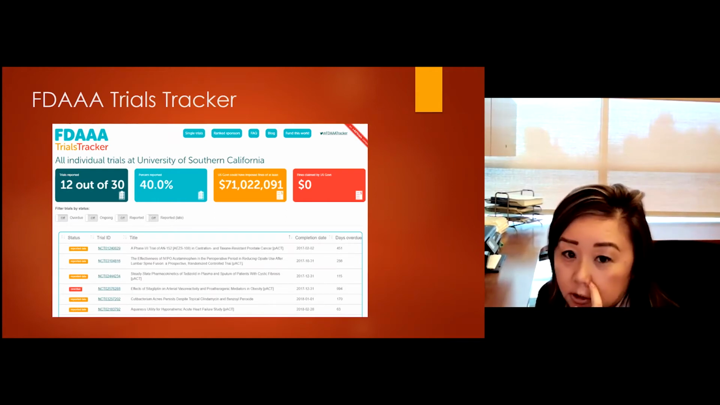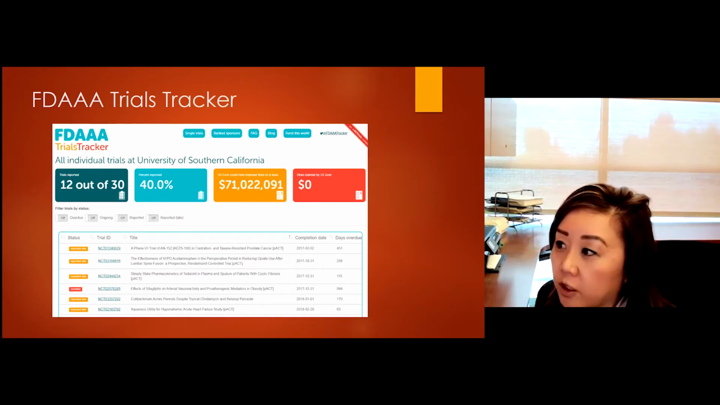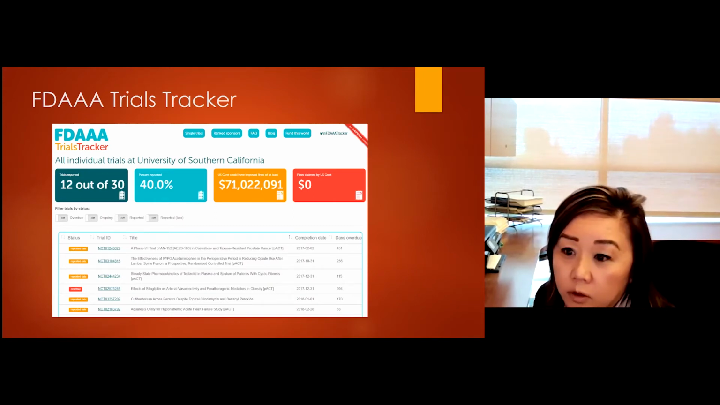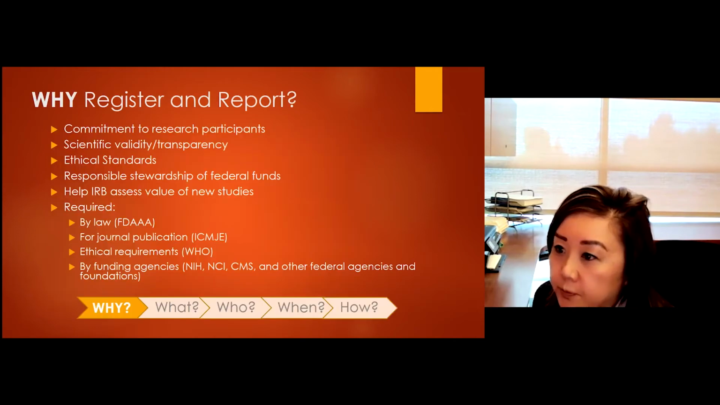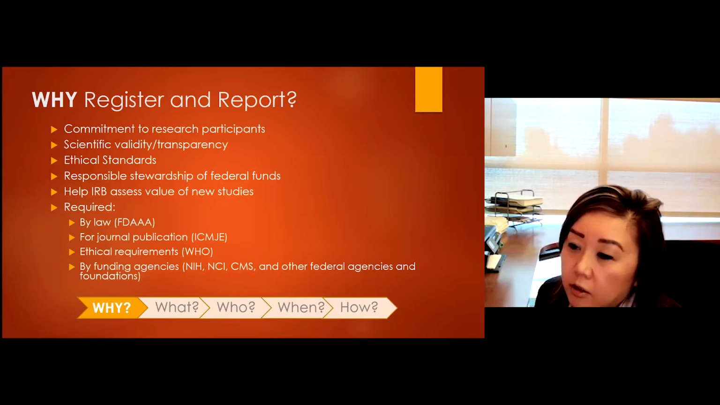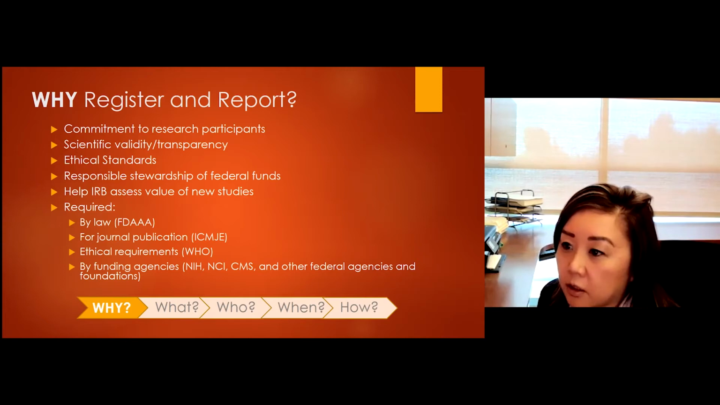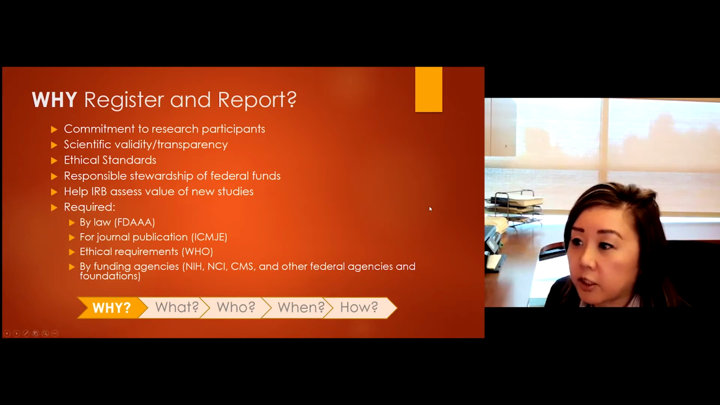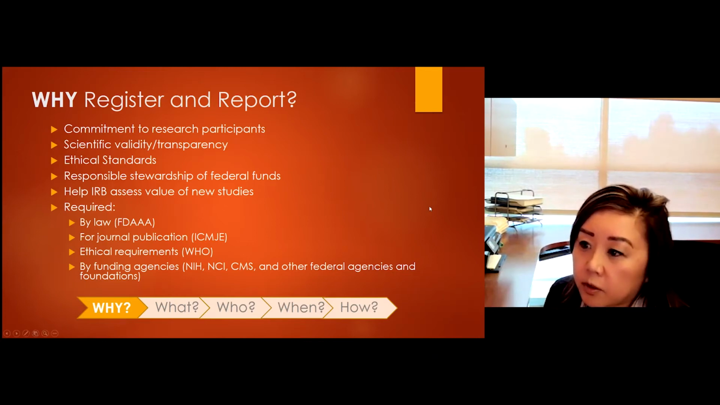But I think it's just a way to show that to promote these studies being reported on a timely basis. And why register and report? We want to provide a commitment to our research participants, in terms of scientific validity and transparency, and getting the information out there responsibly, with ethical standards.